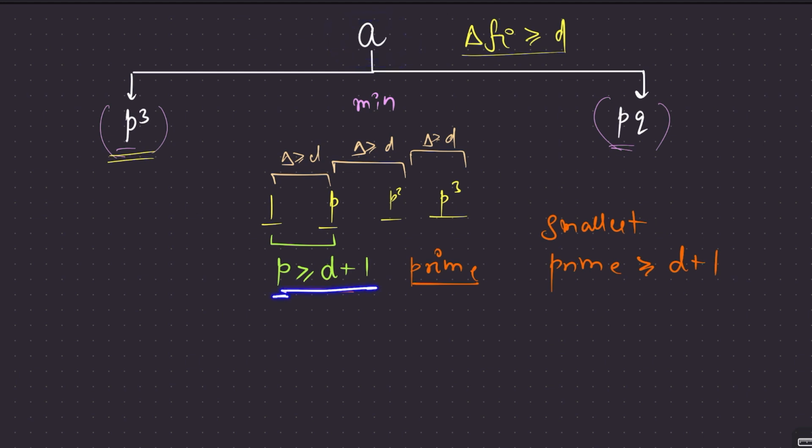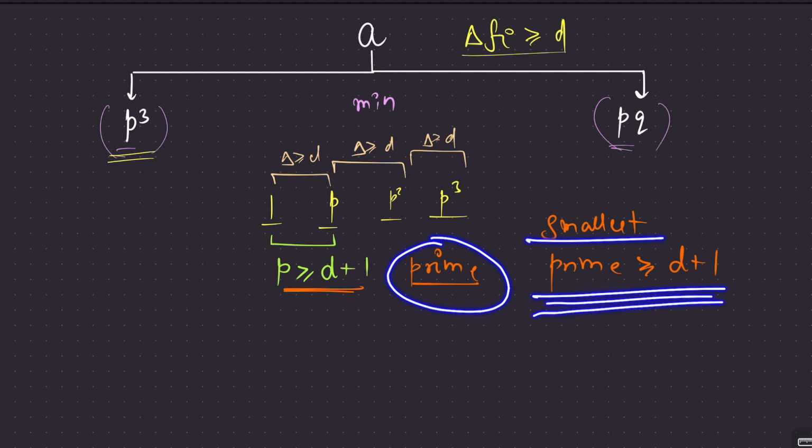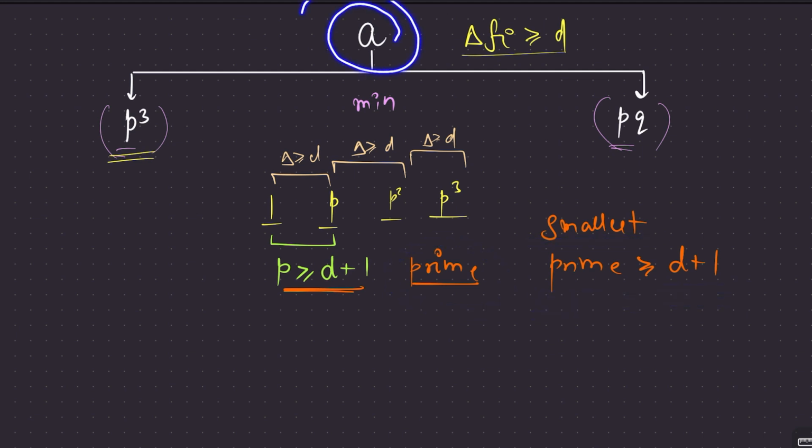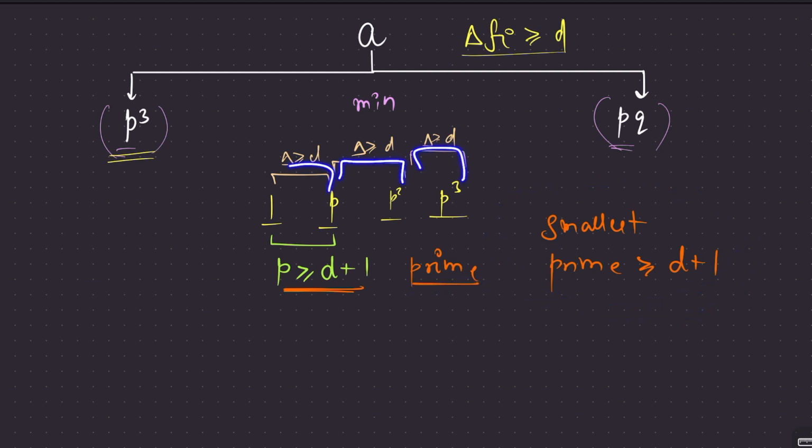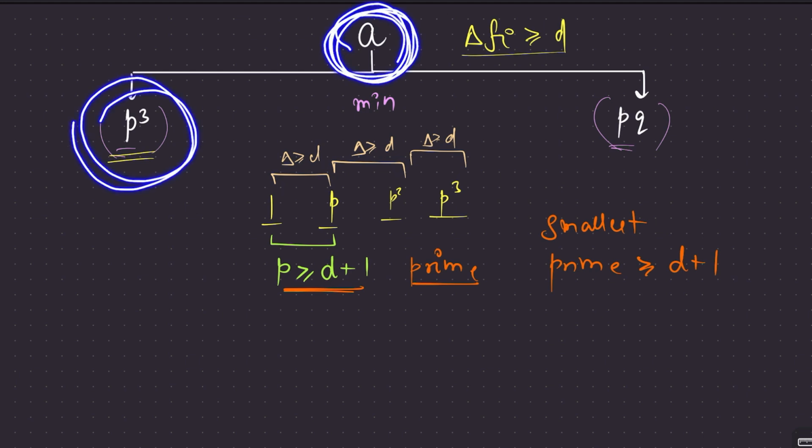You know that P has to be greater than or equal to D plus 1, and you know that P is prime. So if you find the smallest prime greater than or equal to D plus 1, you are ensuring that this A is minimized. All that remains to be checked is whether P square minus P is greater than or equal to D, or P cube minus P square is greater than or equal to D, right? See guys, P has to be greater than or equal to D plus 1. It is prime. Now if the smallest prime greater than or equal to D plus 1 satisfies these three conditions, then you have ensured that you have your smallest possible A of this type.